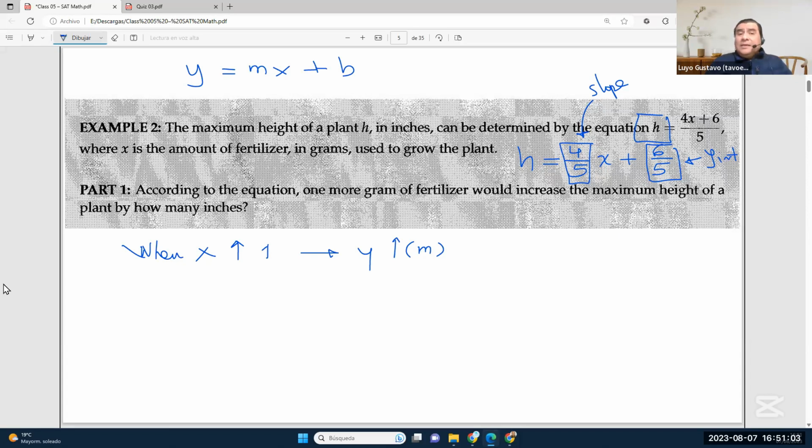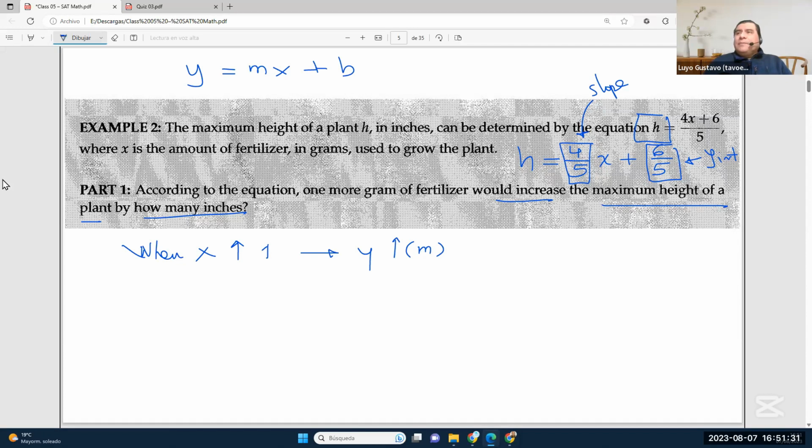Since they're asking exactly what would be the maximum height of a plant, not the maximum height, what would be the increase, right? Increase by how many inches? Okay, what did we say? When x increases by 1, what happens with y? You can do this in a simple way.